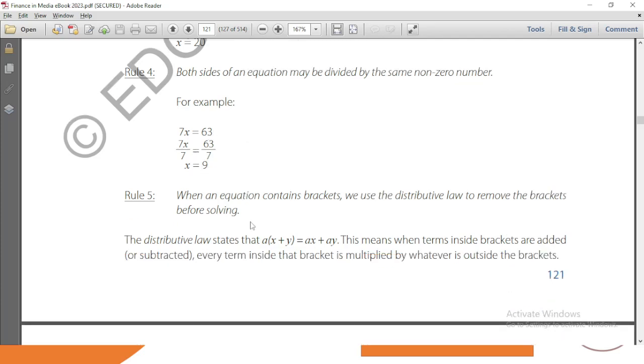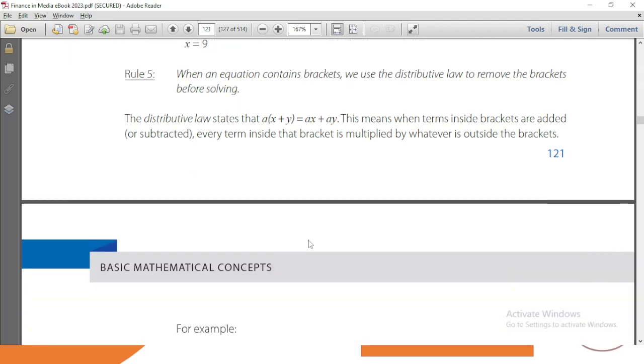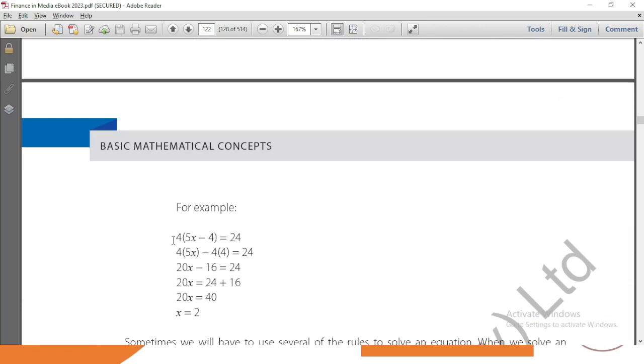And the last rule is to apply the distributive law. If you have a number next to the open brackets multiplying everything in the brackets, then that number will multiply everything that is inside the bracket, and therefore it can be expressed in a different format. An example here: we've got 4 times the brackets 5x minus 4 equals 24. To simplify this equation, we first express it through the distributive law, because it allows us to apply the distributive law.